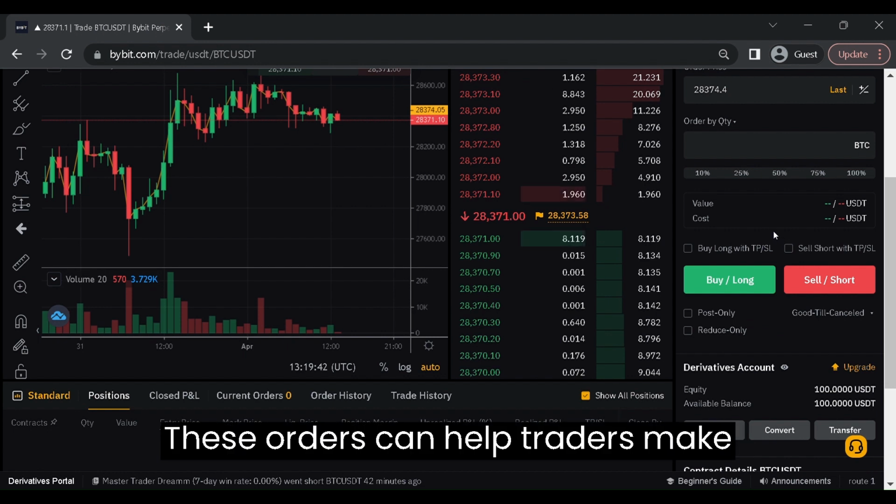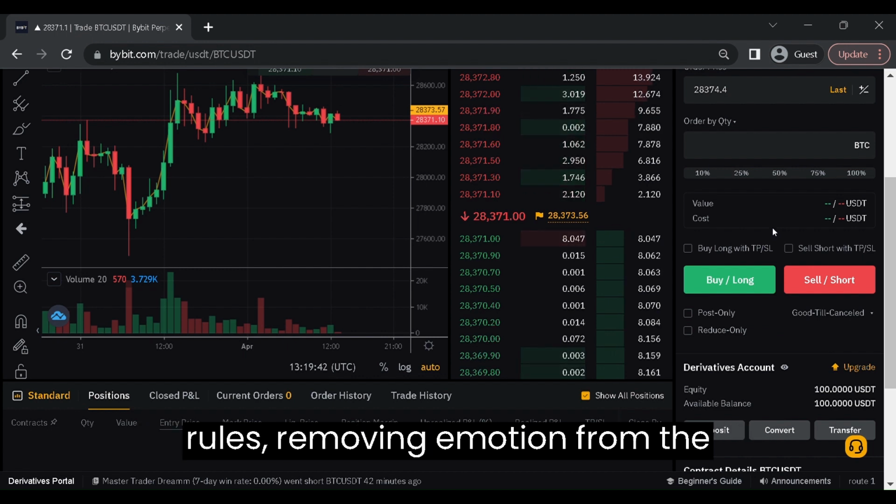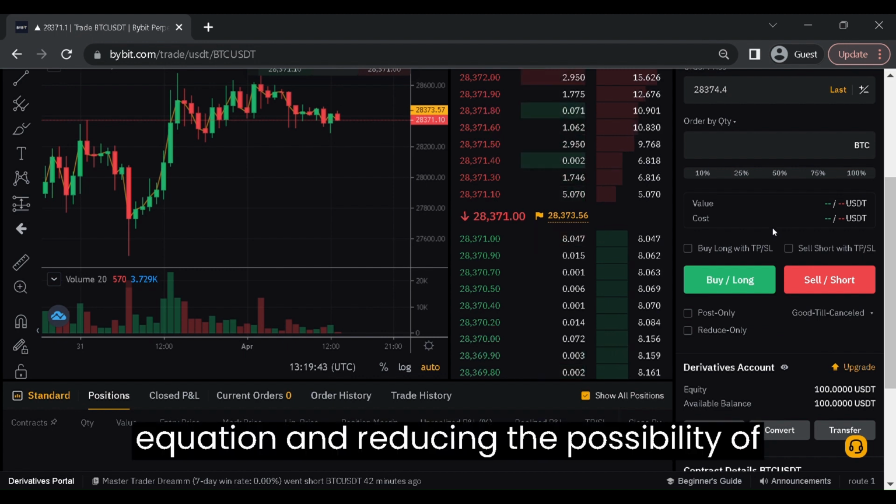These orders can help traders make rational decisions based on predefined rules, removing emotion from the equation and reducing the possibility of human error.